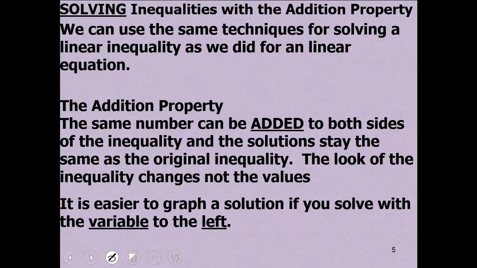Remember this tip. I'm going to highlight this whole center. It is easier to graph a solution when you have solved with the variable to the left. Solve with the variable to the left, because that way your solutions go in the same direction as your inequality sign. All right?